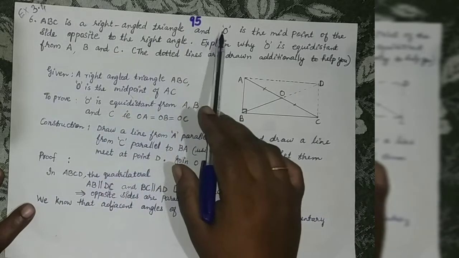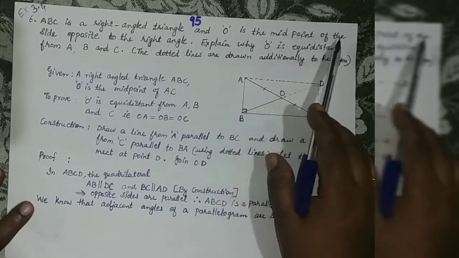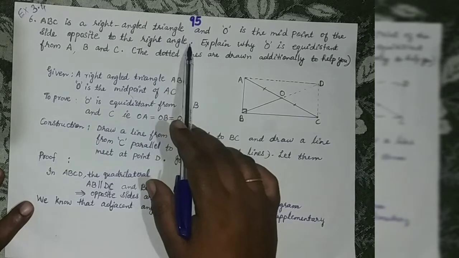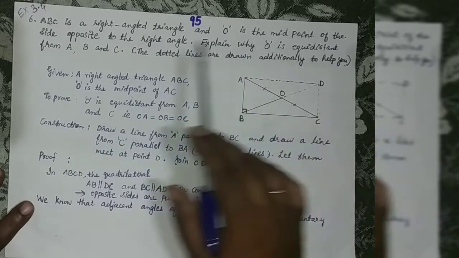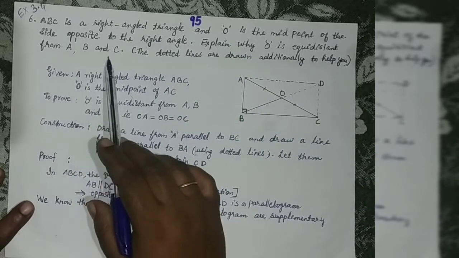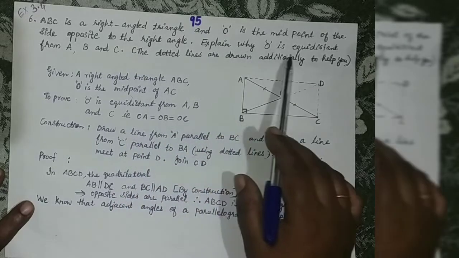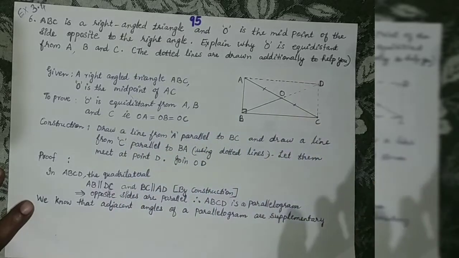ABC is a right angle triangle and O is the midpoint of the side opposite to the right angle. Explain why O is equidistant from A, B and C. The dotted lines are drawn additionally to help you. Okay, that is the question.